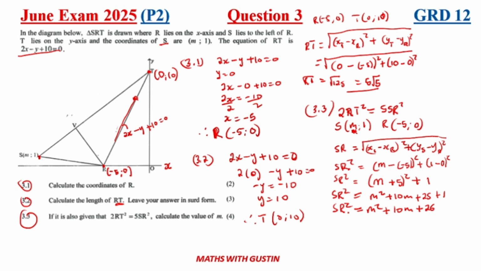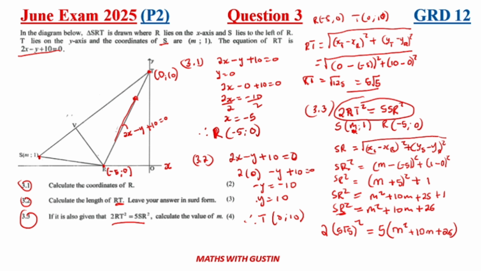With this we can go back to our equation, the one given here on top. We can substitute. We already know what RT is, we calculated it previously. So when you substitute, 2 RT, the distance of RT is given by 5 square root of 5, all squared, is equal to 5 times SR squared. So 5 times M squared plus 10M plus 26.